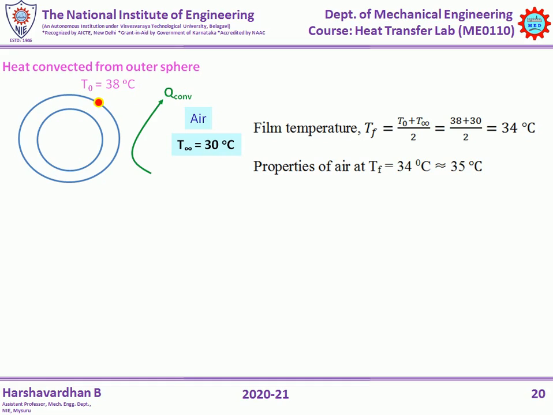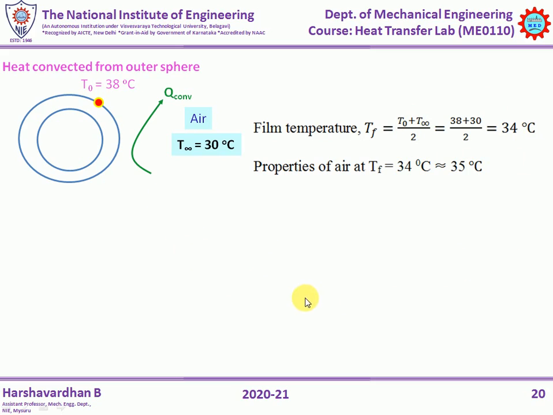In order to find the heat transfer coefficient value, we are going to find the film temperature. The film temperature is the temperature of the thin layer of air in contact with the outer sphere, and it can be taken as the average of the outer sphere temperature and the ambient temperature. When we take that, we get the film temperature as 34 degrees centigrade.